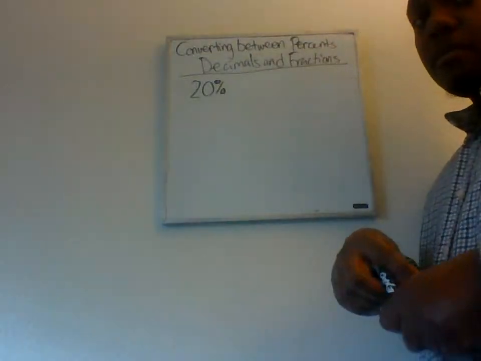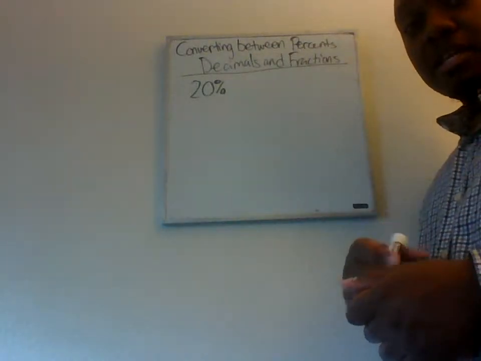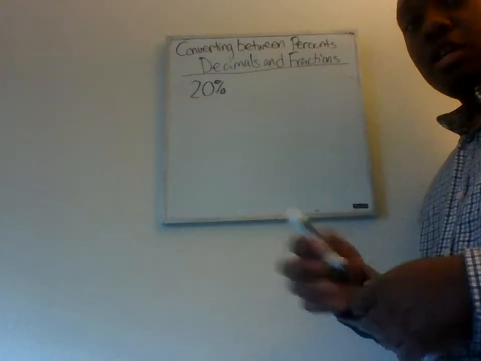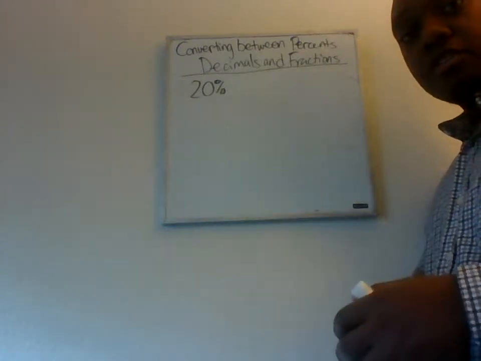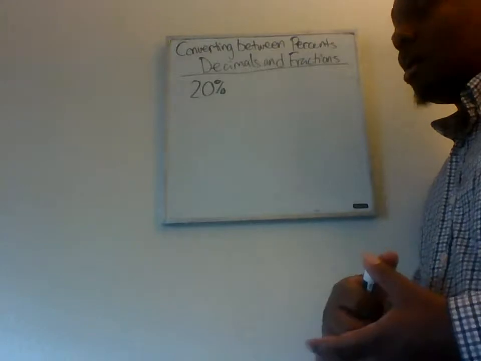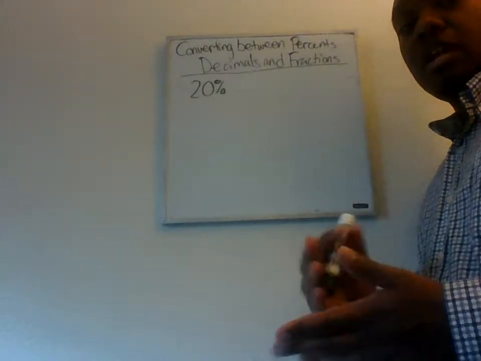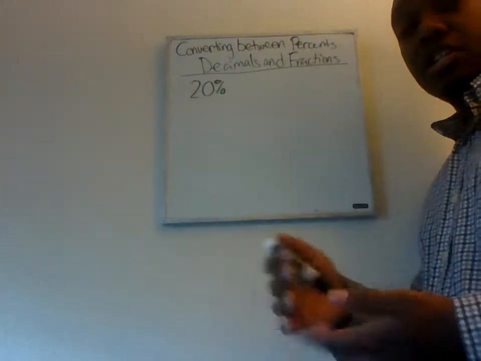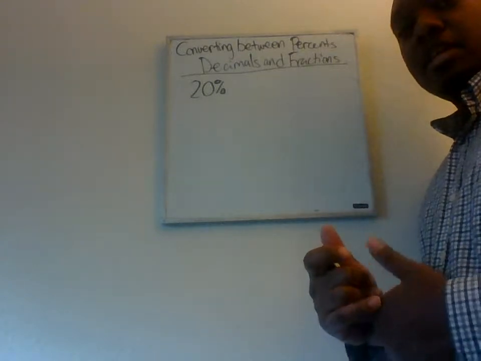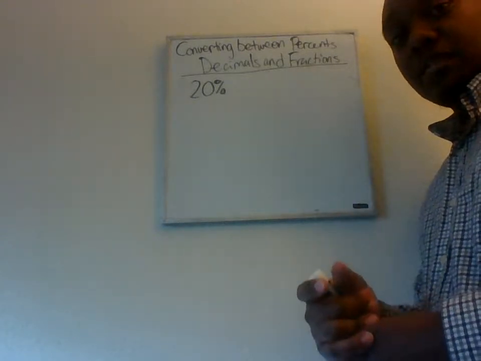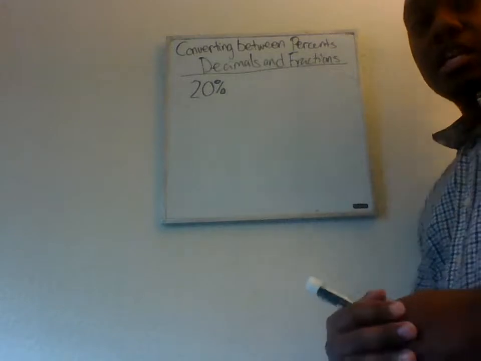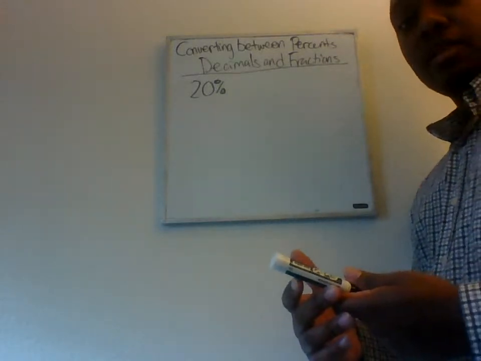So say you have 20%. Now again, remember what percent actually means. It means out of 100, or this would be 20 per 100. So for every 100, you have 20 of them. Or another way to look at that would be 20 out of 100, or 20 for each 100.